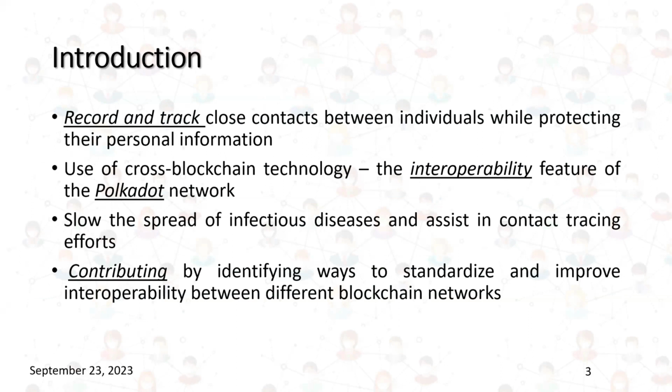Use of cross-blockchain technology, such as the interoperability feature of the Polkadot network, which we'll see in the next slides, allows for the creation of a decentralized and distributed contact tracing system that can be used by multiple organizations. So cross-blockchain technology could be used as a tool to help slow the spread of infectious disease and assist in contact tracing efforts. My research can contribute to this field by identifying ways to standardize and improve interoperability between different blockchain networks.